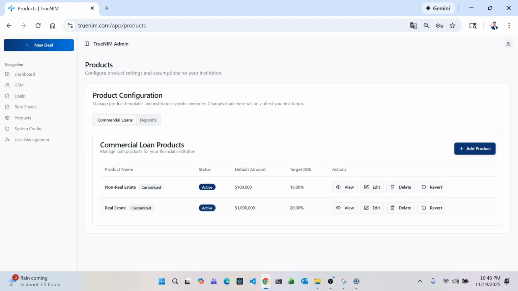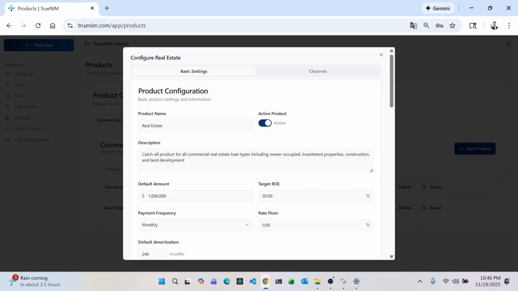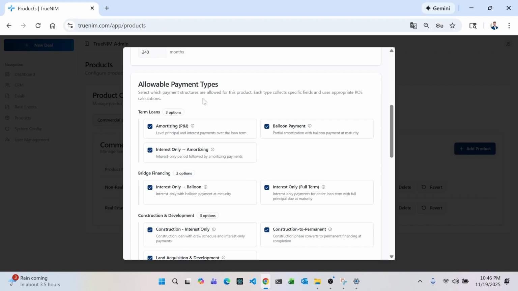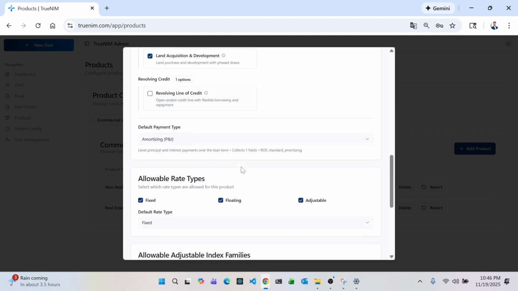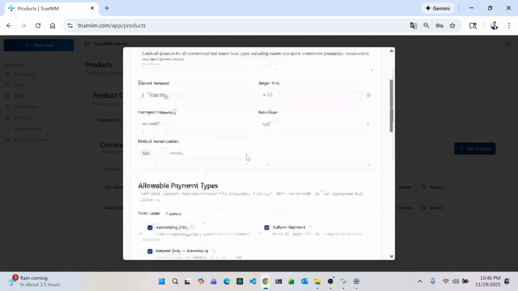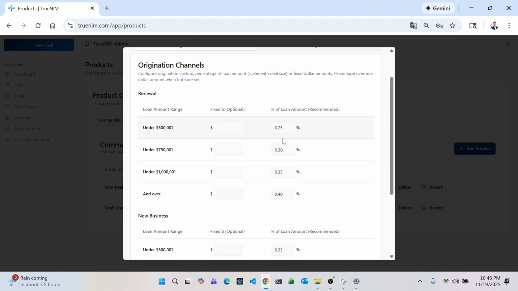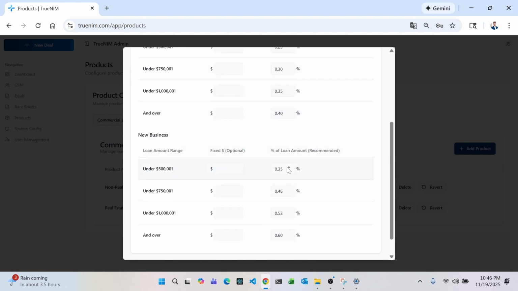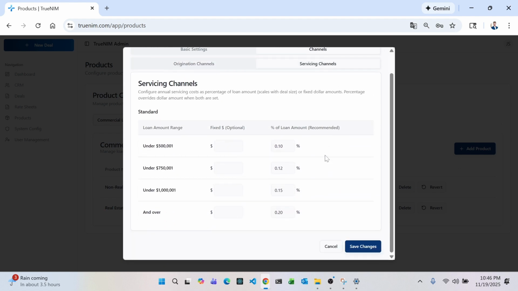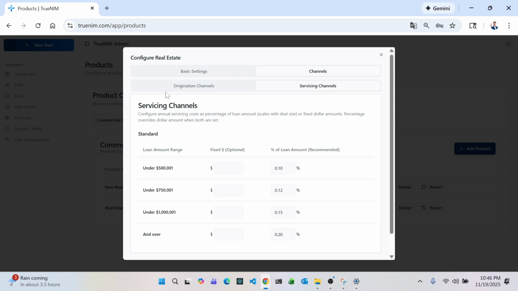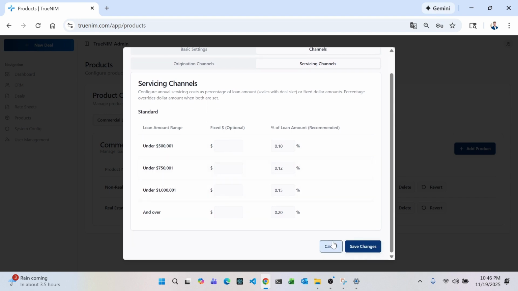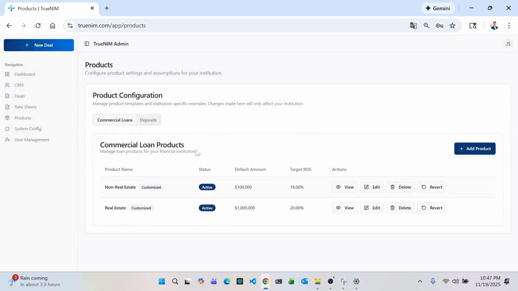Over here, you'll have the different products associated with your financial institutions. Admins are going to be able to change this, such as what the defaults are going to be, what payment types are allowed with each product, what rate types are allowed, and so on. And then even the channels associated with it. So the origination channels and servicing channels. If it's a renewal, it may cost less than if it's a new business to produce the loan. Same thing with servicing. So servicing isn't going to cost as much as the origination channels for collecting financial statements and whatever is going on associated with a credit.